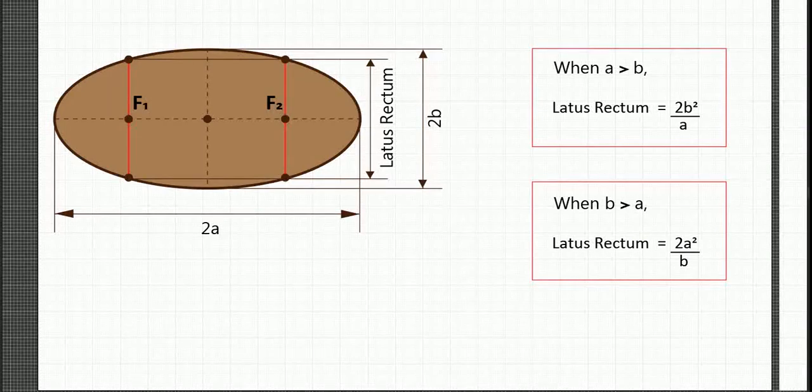To calculate the length of the latus rectum, that is the straight line which is perpendicular to the major axis and passing through the focus of the ellipse, it would be 2b square upon a when a is greater than b, that is when the ellipse is horizontal, and when b is greater than a, that is when the ellipse is vertical, the latus rectum would be equal to 2a square upon b.